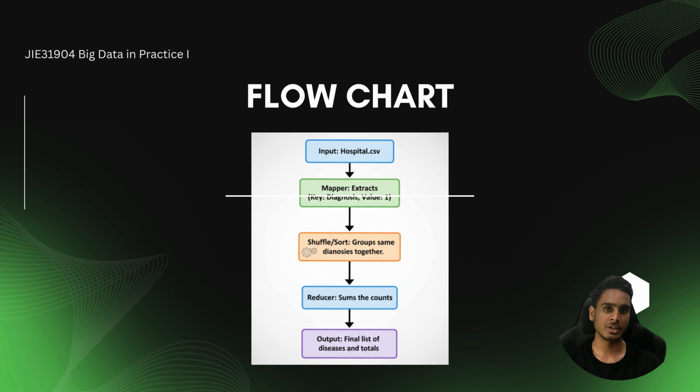This flowchart illustrates the MapReduce lifecycle. It starts with input splitting, where Hadoop divides the CSV into manageable blocks. Next is the map phase, which filters the data. Following is the shuffle and sort phase. This is an internal Hadoop process that groups all identical diagnosis keys together. Finally, the reduce phase aggregates this group into a single count, leading to our final output stored in HDFS.